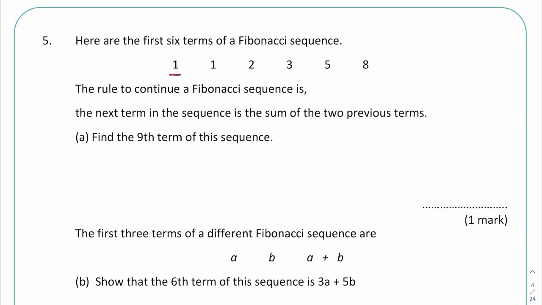Well, we already have 1, 2, 3, 4, 5, 6. So we need to find 7, 8 and 9. So to find term number 7, we have to do 8 plus 5. 8 plus 5 is 13. Then we've got to do 8 plus 13, and that's going to give us 21. And then 21 plus 13 gives us 34. And there we go, that is our 9th term in the sequence.